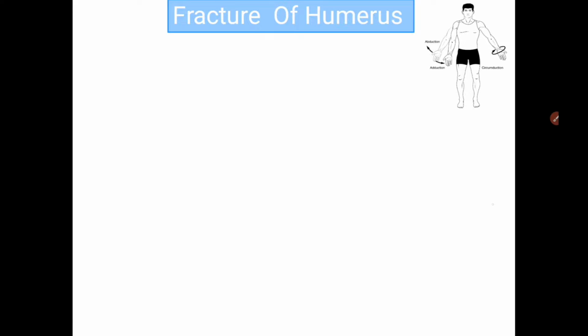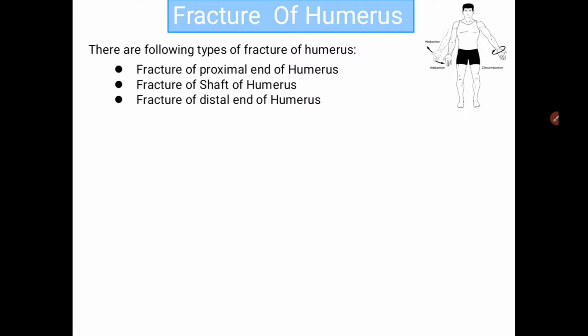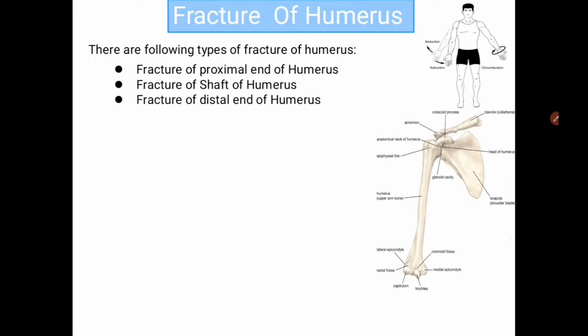There are the following types of fracture of humerus. The first one is a fracture of the proximal end of humerus. The second one is a fracture of the shaft of humerus. The third one is a fracture of the distal end of humerus.